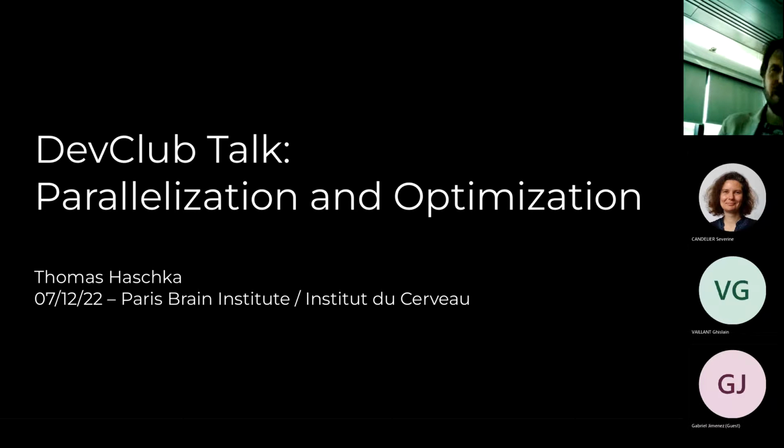So we have a talk today about parallelization and optimization, and the idea basically is to give you an introduction into how to program in C and how to optimize things in C. I had this idea when last time the speaker was talking about Python and doing C stuff in Python, so that you can write fast code and then maybe call it from Python or whatever.